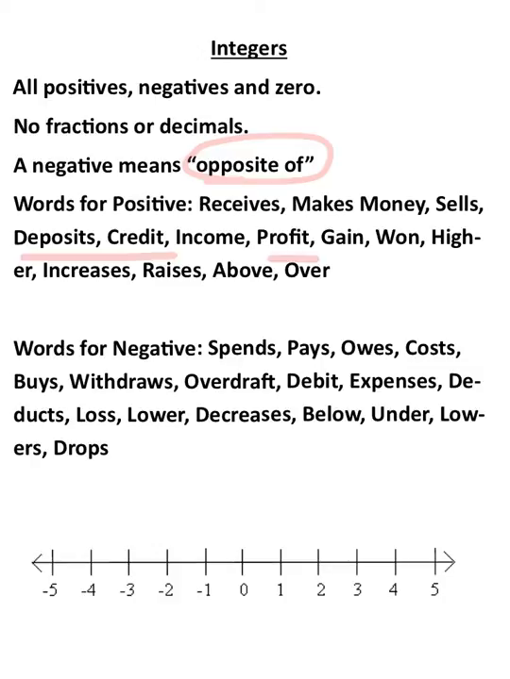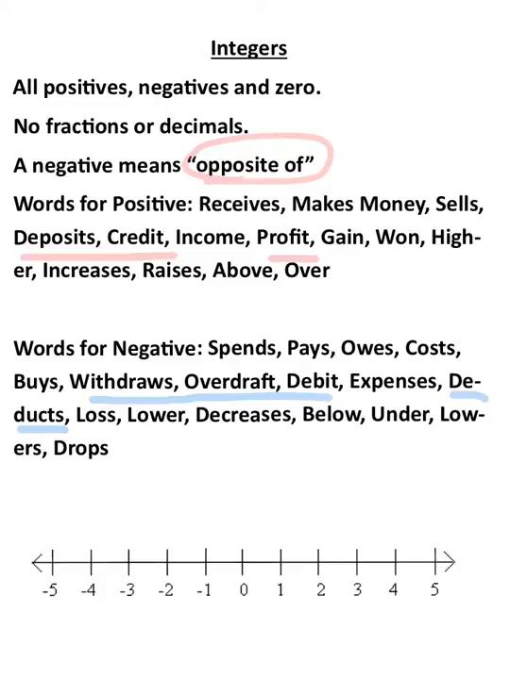Come down to the next section, it says words that mean negative. Spends, pays, owes, costs, buys, withdraws, overdrafts, debit, expenses, deducts, loss, lower, decreases, below, under, lowers, drops. All of those mean negatives. So if you ever see those, just know it's going to be a negative number. When it comes to deposits, credit, profit, withdraws, overdraft, debit, those are all words dealing with money and bank accounts.